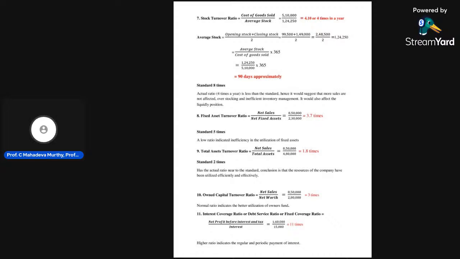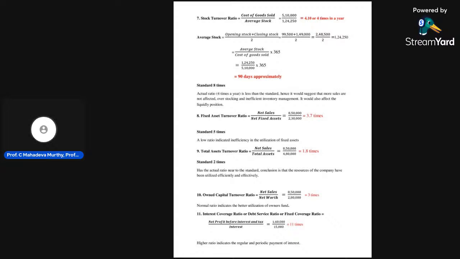Total assets turnover ratio is nothing but the previous one, fixed assets, but here total assets. Turnover means sales. Net sales divided by total assets. Net sales is 8,50,000 and total assets is 4,80,000. Then that is 8,50,000 divided by 4,80,000, which is 1.8 times. The actual ratio is 1.8 times, but the standard is 2 times.